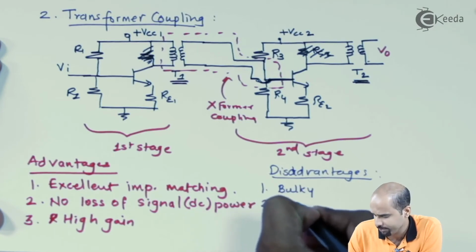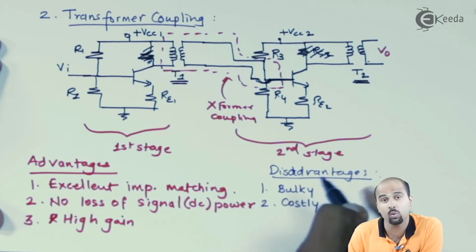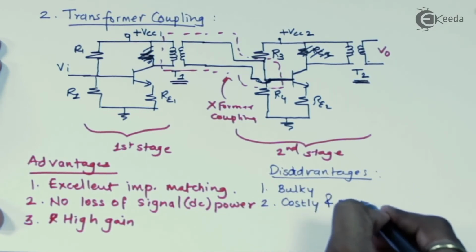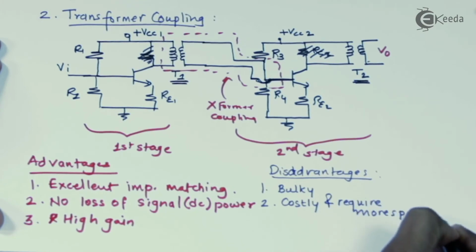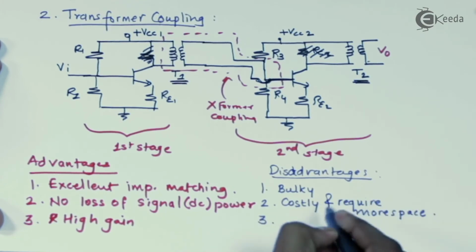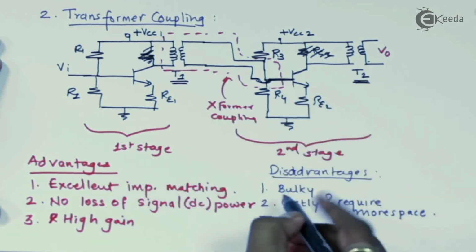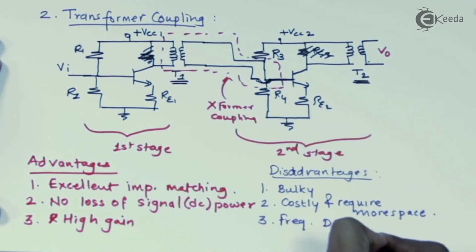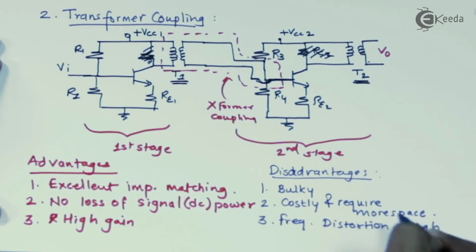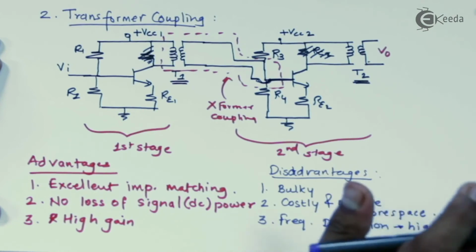Secondly, it is costly and requires more space. Third one is, there is high frequency distortion, which is not at all desirable. So we want the frequency distortion to be very, very less, right?